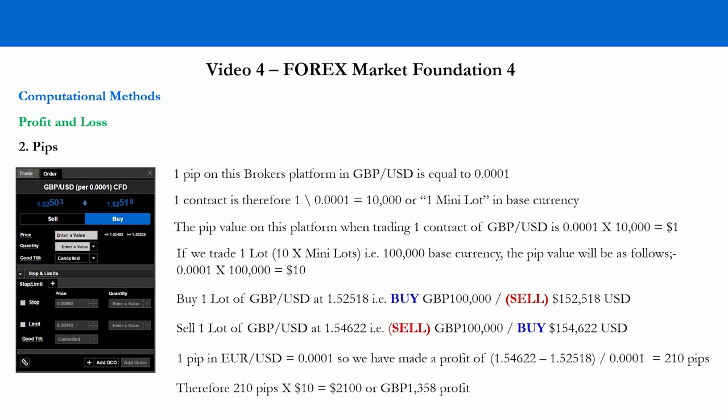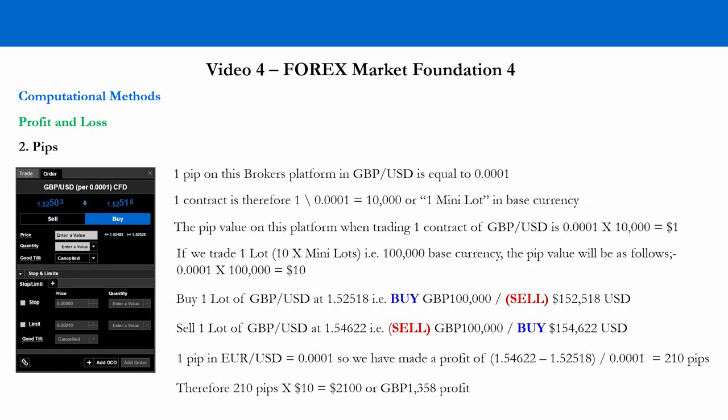The pip value is $0.0001 times 10,000, and that gives us a pip value in dollars of $1. Now, if we trade 1 lot, so 100,000 currency pairs, this is going to be equivalent to 10 mini lots. So 100,000 base currency. The pip value will be as follows.